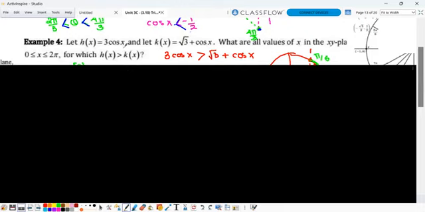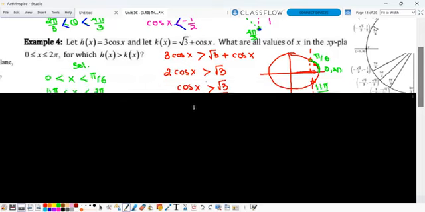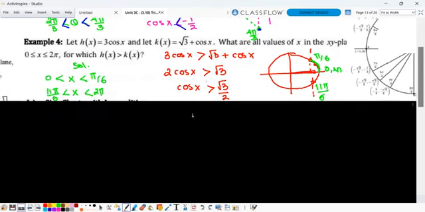It is slightly different. 3 cosine x is greater than root 3 plus cosine x. So pause the video here and give it a try yourself. Let's see how you would do it. First of all, subtract cosine x. So 3 minus 1 is a 2. Divide by 2. You don't have to show all this work. In fact, you can come straight here to here. Cosine x is greater than root 3 over 2.